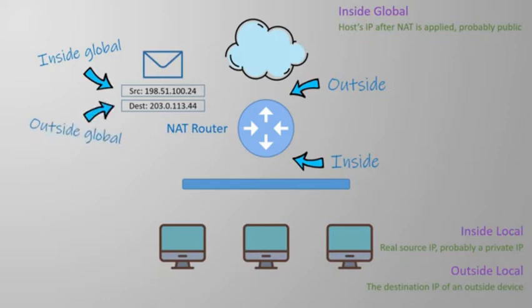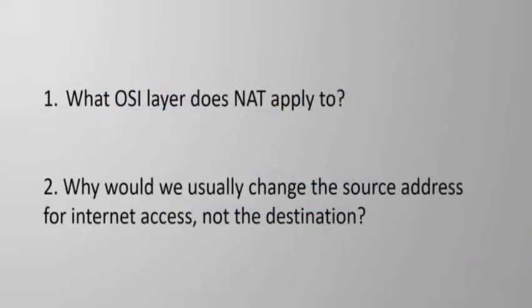The outside global IP is still the destination address. This would only change if we configured destination NAT, which is not the case in this example. As usual, there will be some quiz questions throughout this video that you can come back to later to test your understanding. We're now going to look at configuring static NAT, also known as one-to-one NAT or basic NAT.